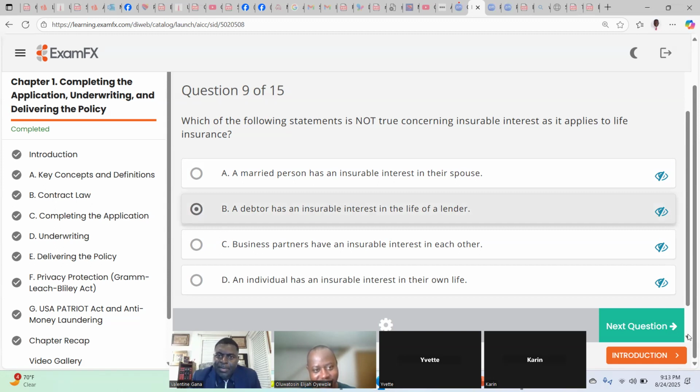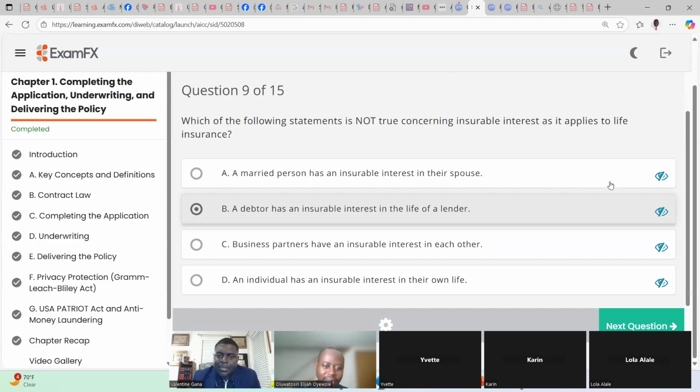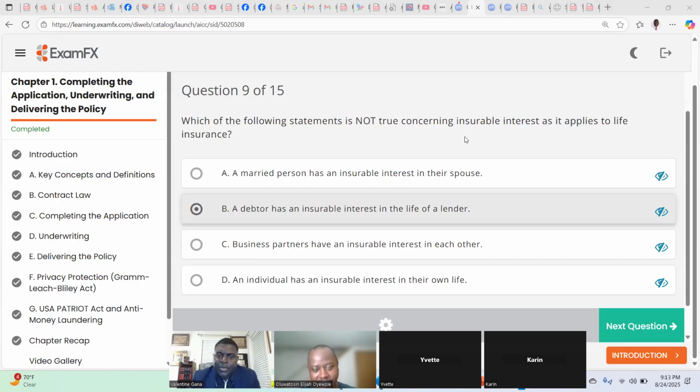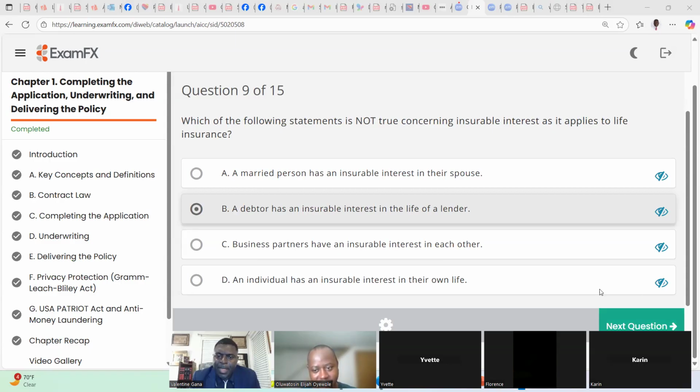What is the proper format there? Should be reversed. The lender has an insurable interest in the life of the debtor. The creditor. All right. Very true. So let's see if we're right.